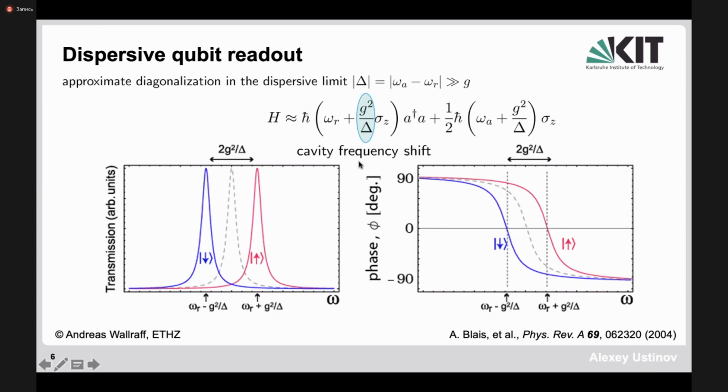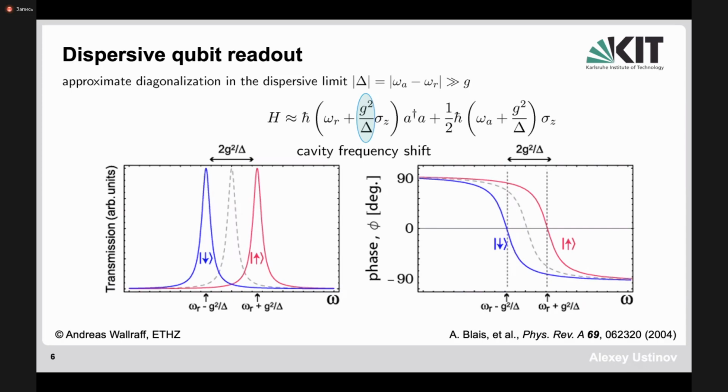Well, let's first talk about the dispersive qubit readout. Again, that's what we discussed already. If you have a transmission through a resonator, then this transmission, in case of an uncoupled qubit, is shown here by this gray dashed line. If you couple the qubit, then the resonator frequency changes depending on the state of the qubit. If the qubit is in the excited state, it shifts to the right. This is the red curve. If the qubit is in the ground state, it shifts to the left.